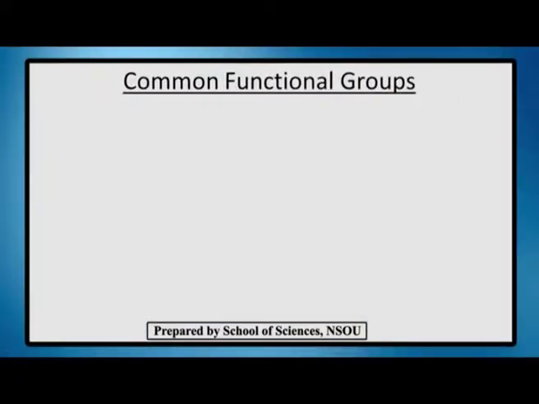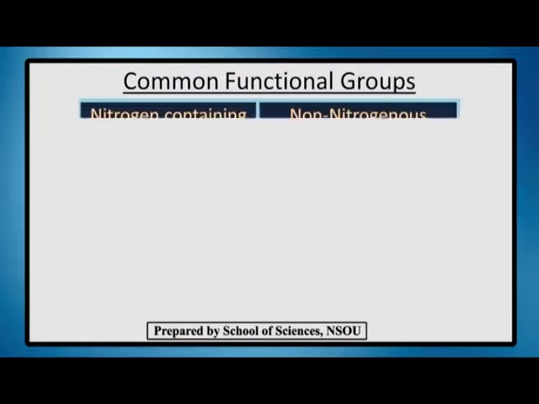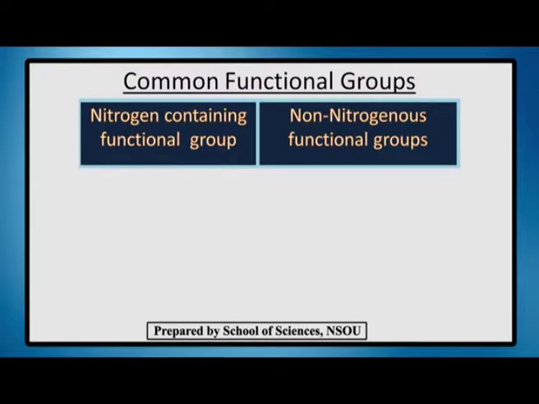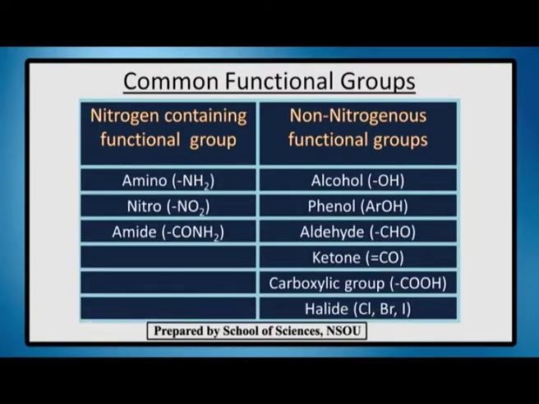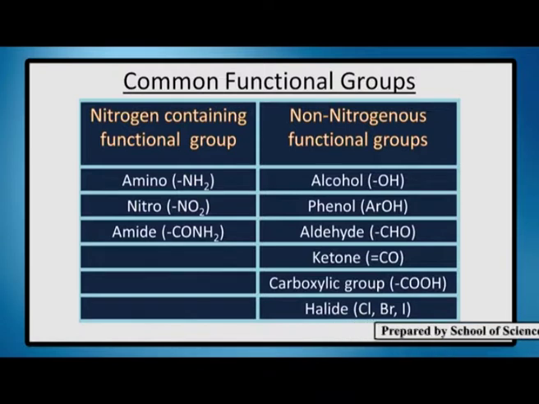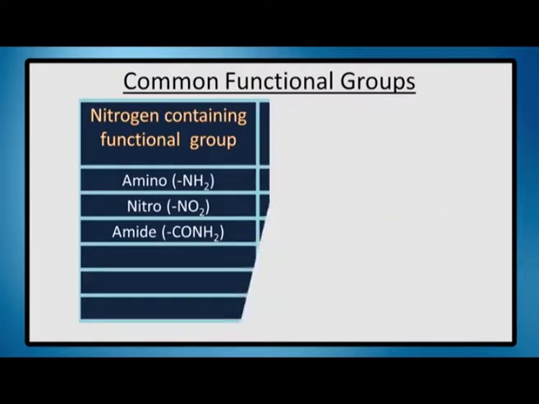Now, the common functional groups present in an organic compound may be classified in two classes. One is nitrogen containing functional groups and the other is non-nitrogenous functional groups. Nitrogen containing groups include the amino group, nitro group, and amide group. For non-nitrogenous functional groups, the main groups present may be alcoholic group, phenolic group, aldehyde group, ketone, carboxylic acid, and halide. Halides may be chlorine, bromine, or iodine.